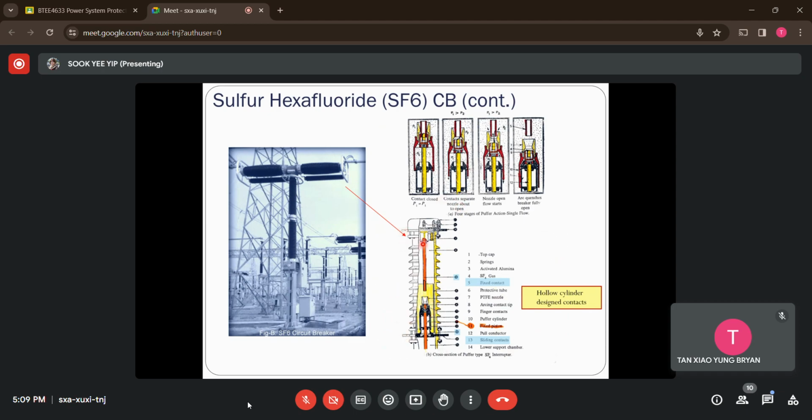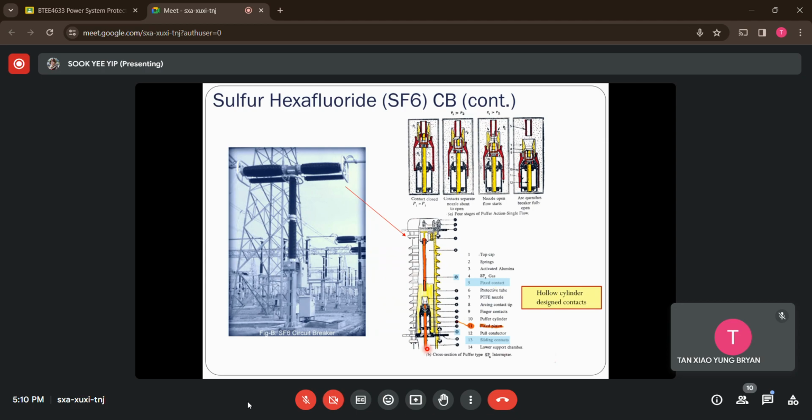You will notice that we have two components colored in orange. Those are actually the contacts. This is the fixed contact, and this is the movable contact. You can see these two contacts are shaped like cylinders with a hollow at the center. Take note that this movable contact will be in sync with the valve that controls the opening for the FSX gas.